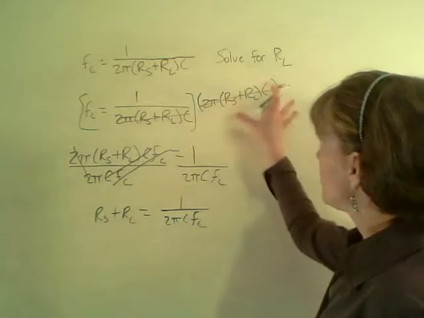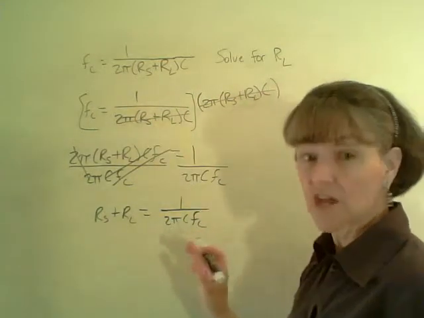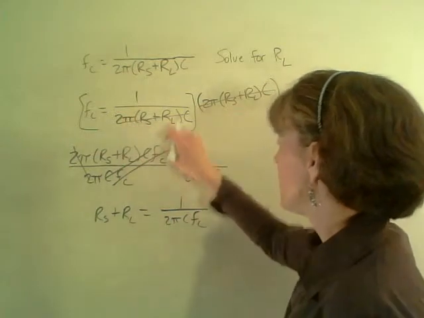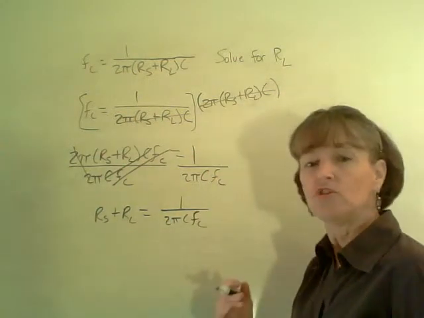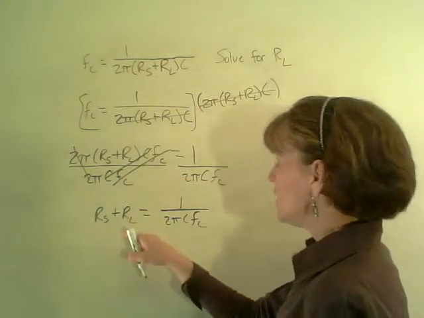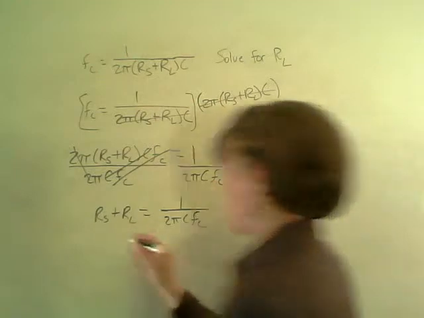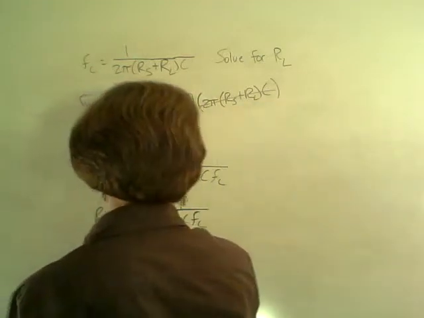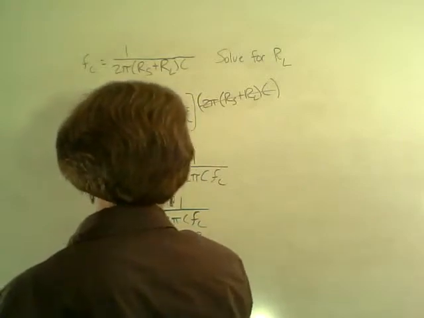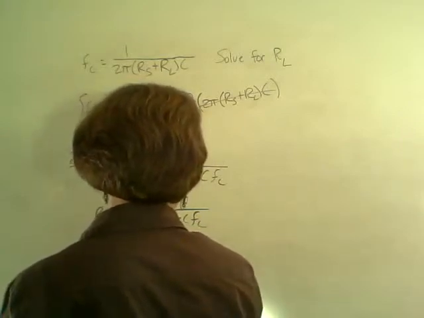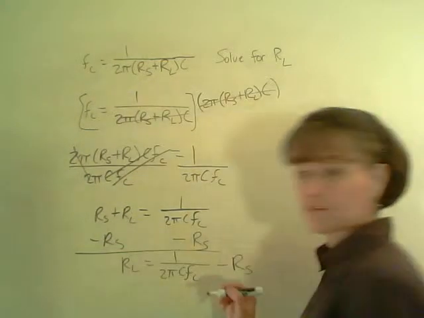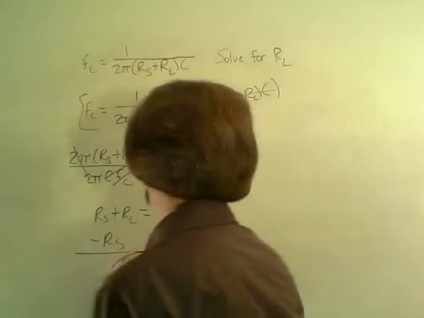Notice that because I eliminated the entire denominator in the beginning, I moved the 2 pi and the C. I didn't really have to do that. So we'll work the problem another way in a minute where we don't do that. All right? But now I'm just going to subtract RS from both sides. And I have RL equals 1 over 2 pi C FC minus RS. And I have solved the equation for RL.